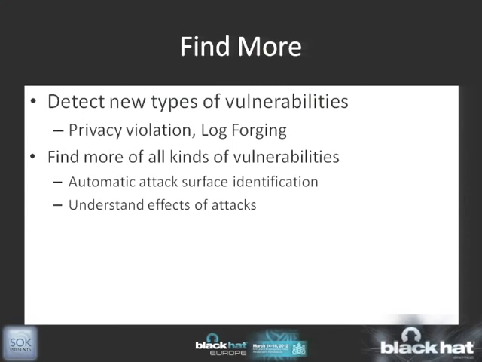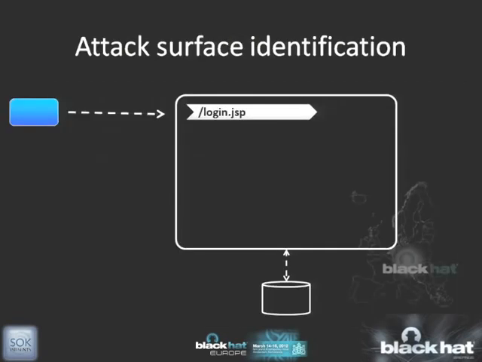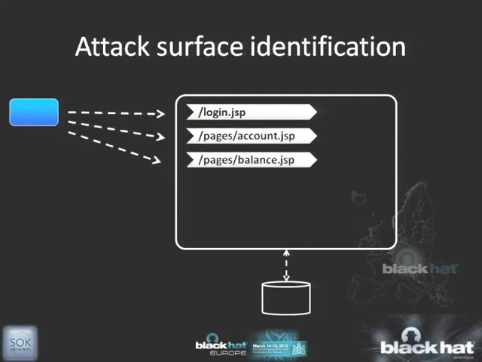And then you can also find more of all kinds of vulnerabilities. Automatic attack surface identification and understanding the effects of attacks. I have a couple of examples of that. So, attack surface identification. Let's say you start in crawl mode and you go to the login page, and from that login page there are some links to the account page and to the balance page. So your black box analysis can first of all find these pages. Second, it can assess these pages and figure out if some problems occur on these pages.